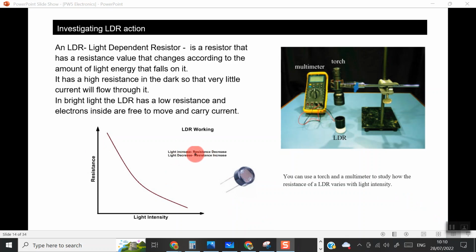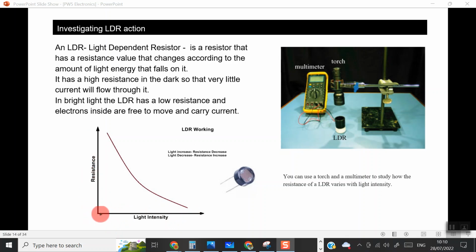So when the light decreases, resistance increases, and then the opposite way around. When light increases, resistance decreases. And we can plot this on a graph. So for example, you have along the bottom here, light intensity. When you're going from left to right, you're going from very little light to a lot of light. And then here you have resistance.